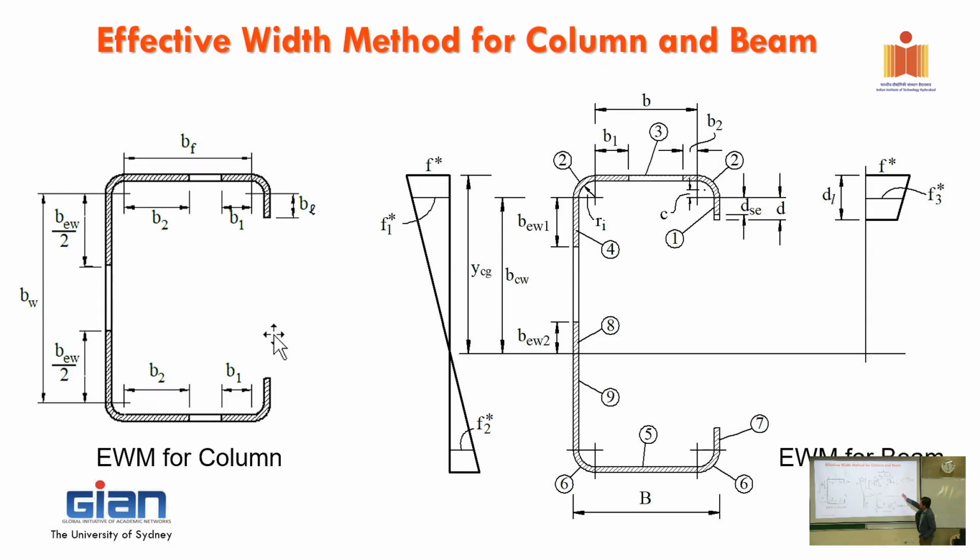All right, so I explained to you already what the difference is between the columns and the beam in terms of how to calculate the effective width method. So we pointed out that the beam is a little bit challenging, where we have to determine the neutral axis and then calculate the section modulus.